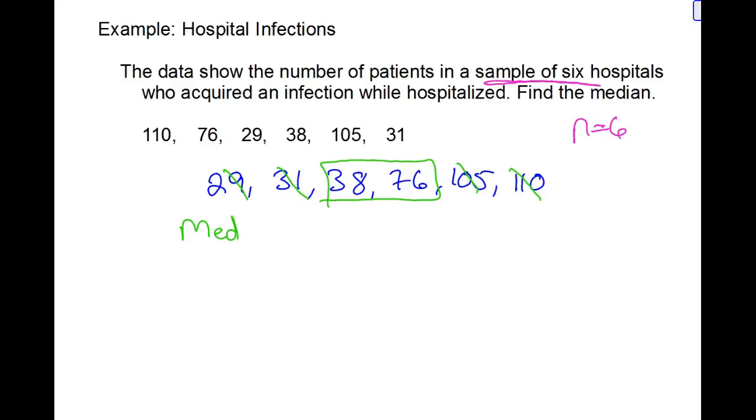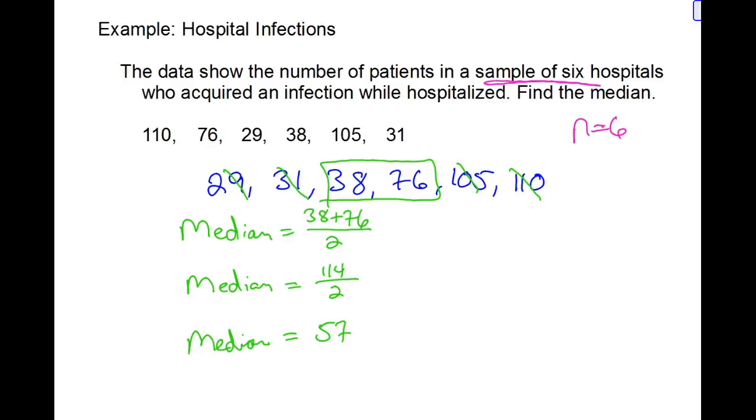Therefore, the median is equal to 38 plus 76, and we're going to divide by 2 because we're adding 2 numbers. So my median, whenever I do that addition, is going to give me 114 divided by 2, and the median number of hospital infections for the 6 hospitals is going to be 57.